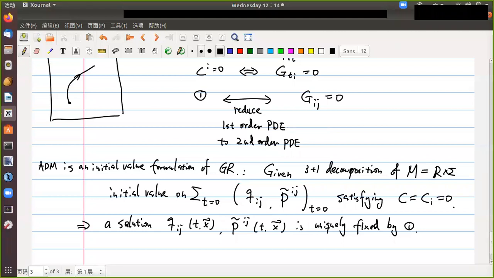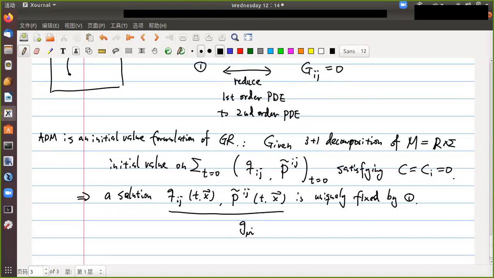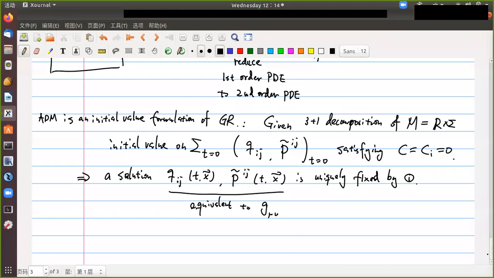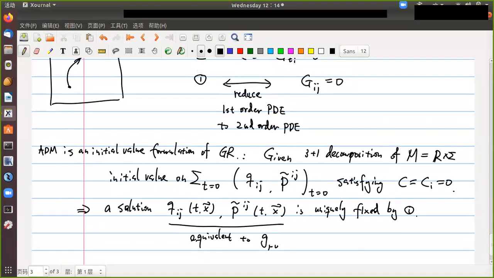And this solution is completely equivalent, up to gauge freedom, of course, up to gauge transformations, to your space-time metric G mu nu. It's just because solving 1 and 2 is completely equivalent to the vacuum Einstein equation. So solving 1 and 2 is the same as solving the Einstein equation. So it means that we have a sort of algorithm to systematically solve the Einstein equation.